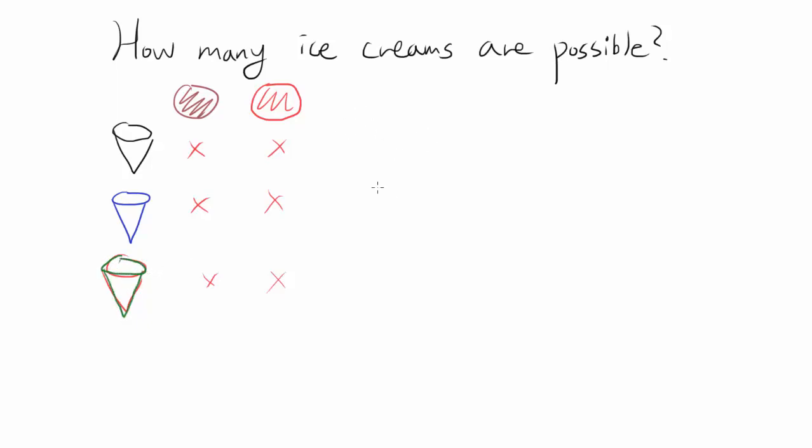So in this case, it's obvious that we have 2 times 3 choices, or 6 choices, because you have 3 sets of 2 choices. That's 2 times 3.